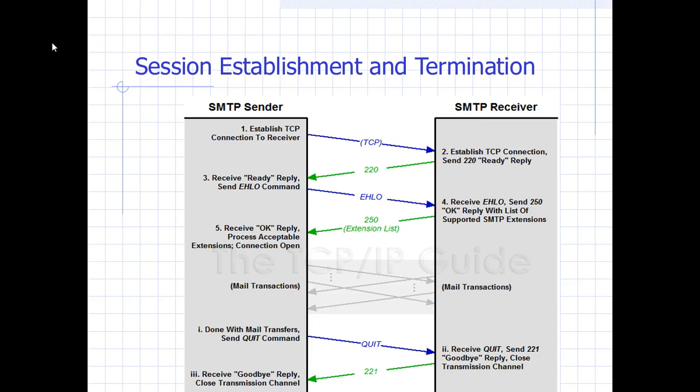Then the SMTP sender would receive that ready reply from the SMTP receiver and send the EHLO command. The SMTP receiver will receive this and send 250, that is the OK message with the list of supported SMTP extensions. After the SMTP sender gets those extensions, this means that the connection is opened, and then the mail transactions will happen. And at last there will be a quit command sent from the SMTP sender to the receiver, and basically 221, which is a goodbye reply from the SMTP server saying that the connection is done.